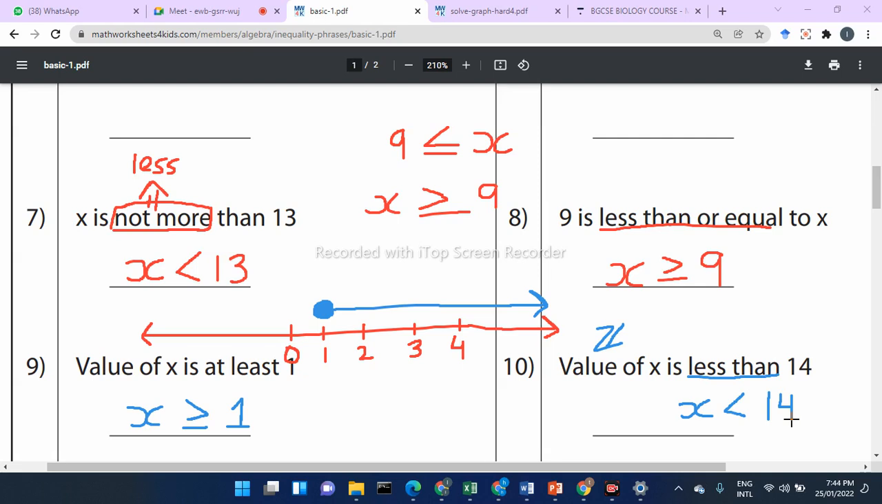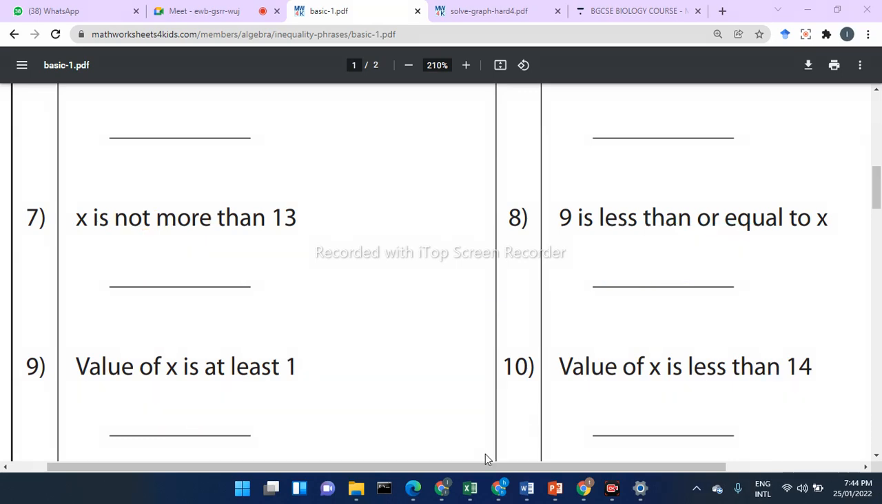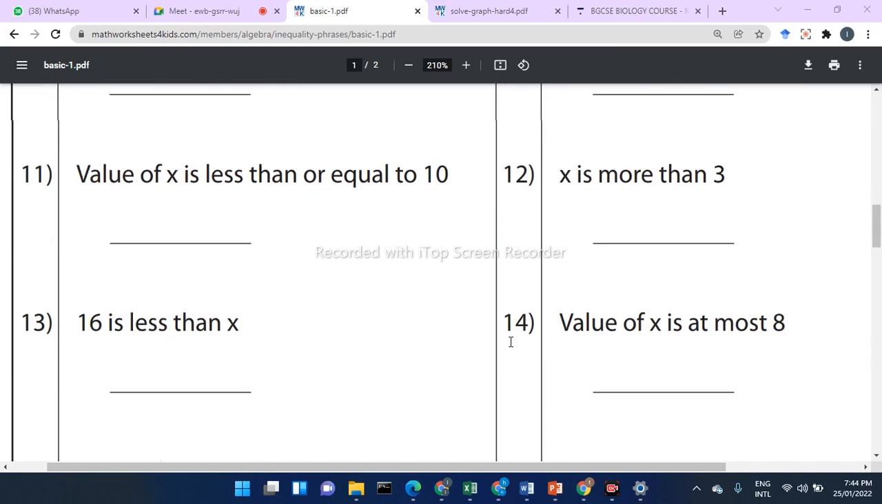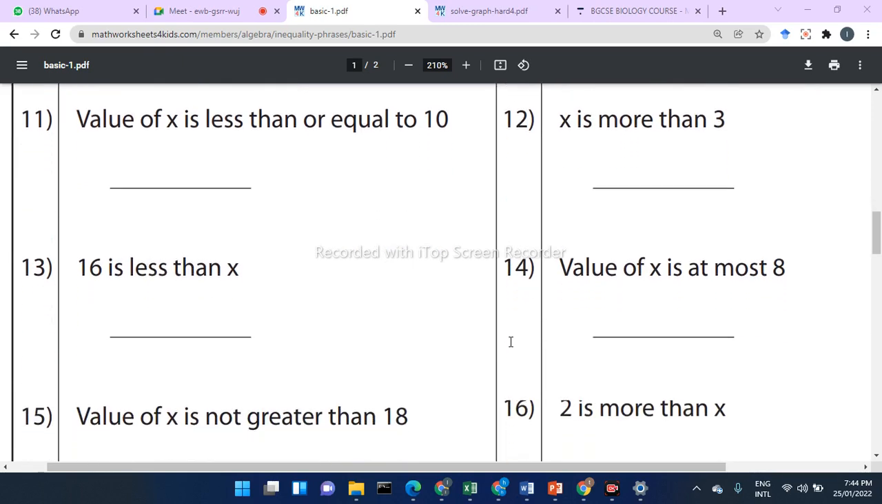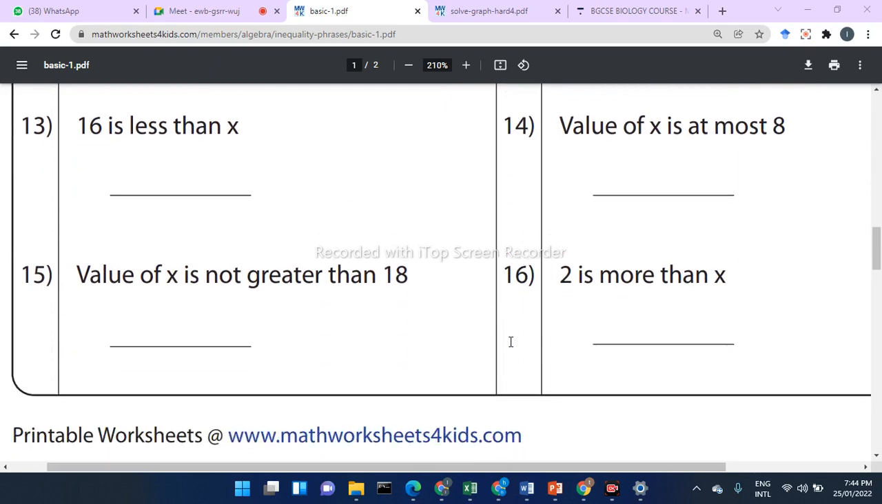Let me know when you're ready. Done? Okay, good. Okay, good. So let's check our answers. We still have more? Yeah, I didn't realize there were more. I'm just going to do the interesting ones.